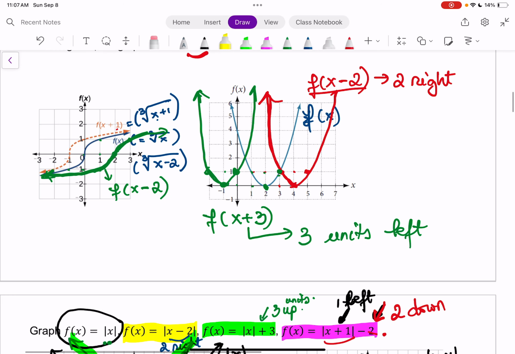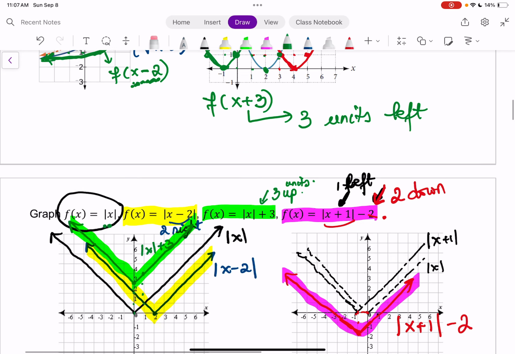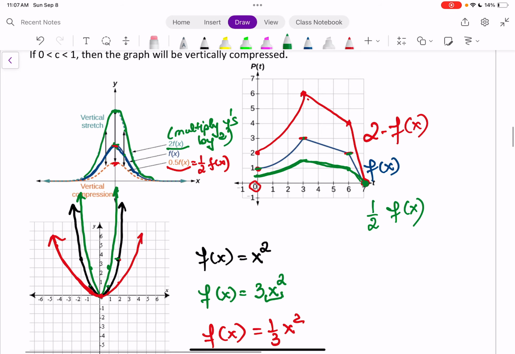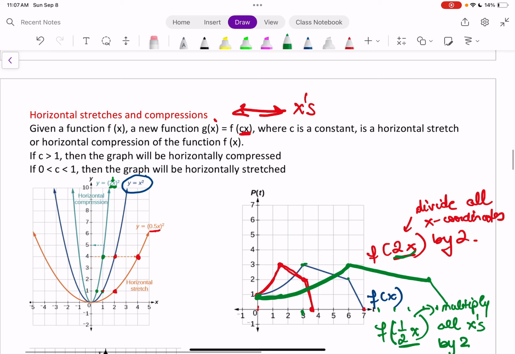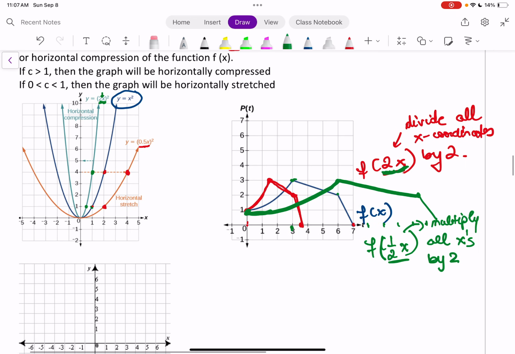So when there's a change to the x and you want to get x by itself, what would you do? To get x by itself here, you would add 2. So therefore the graph, you add 2 to all x's. Same thing here. There's an x transformation. To get x by itself, what would you do? You divide by 2. So therefore you divide all x coordinates by 2. Same thing here. You want to get rid of the 1/2 that's multiplied to x, you multiply by 2 to get rid of the 1/2. So therefore you multiply all x's by 2. So always think about what you would have to do to solve for x.